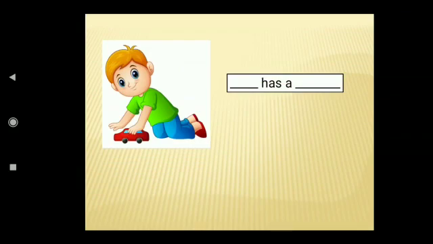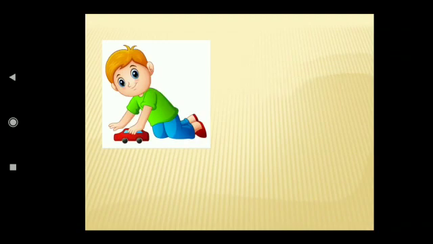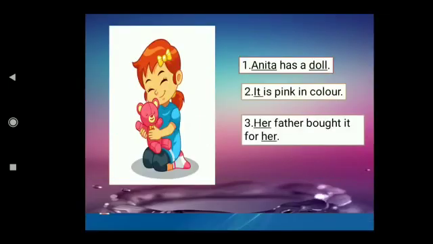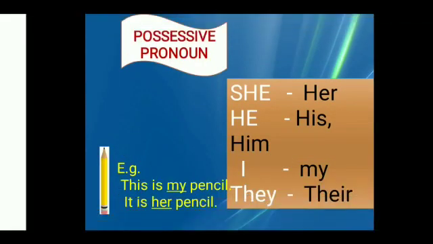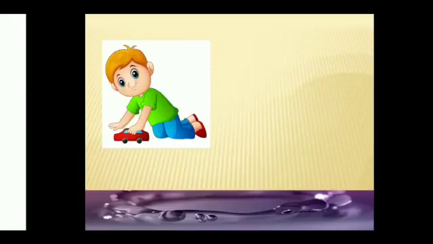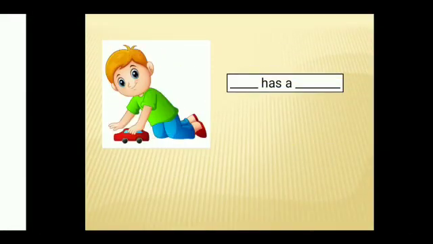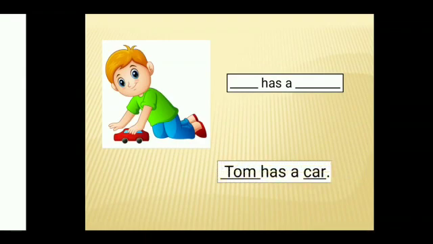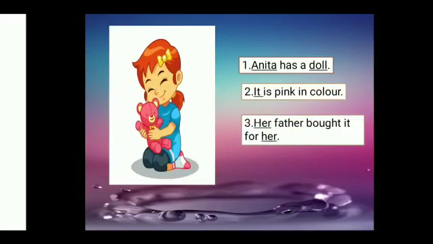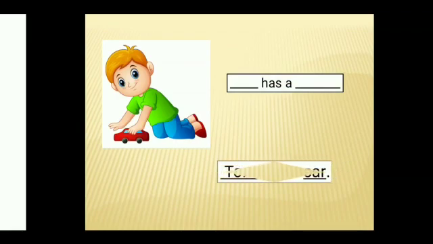What do you have to write? You can give any name. You can give David, you can give Daniel, or any other name, or Ram. Any name you want you can give. Has a, what is he having? A car. So how will you write? Dash has a dash. Tom has a car. So do you understand, first the name of the person and then what he is having? A car. Here we see Anita has a doll. Here, Tom has a car.